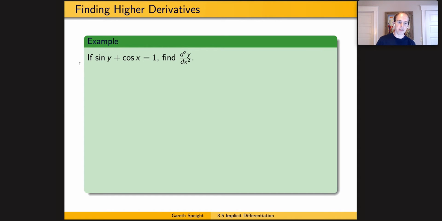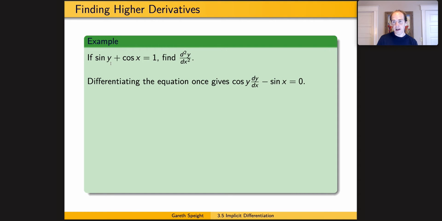So let's differentiate implicitly. We differentiate both sides of our equation. The derivative of sine y with respect to x is going to be the usual derivative, but we have to multiply by dy/dx. So that's going to give us cosine y dy/dx. Differentiate cosine x as usual, we get minus sine x. Differentiate the constant, we get 0. Right, so we start with our equation and we differentiate both sides with respect to x, and we get a new equation. And then we have to solve this equation for dy/dx. So we're going to take the sine x over and divide by cosine of y. So we get dy/dx equals sine x divided by cosine of y.